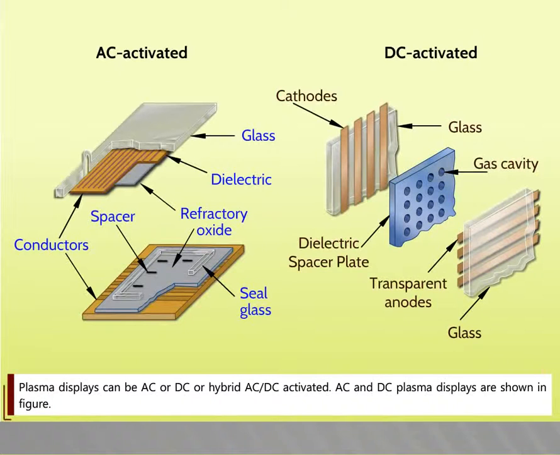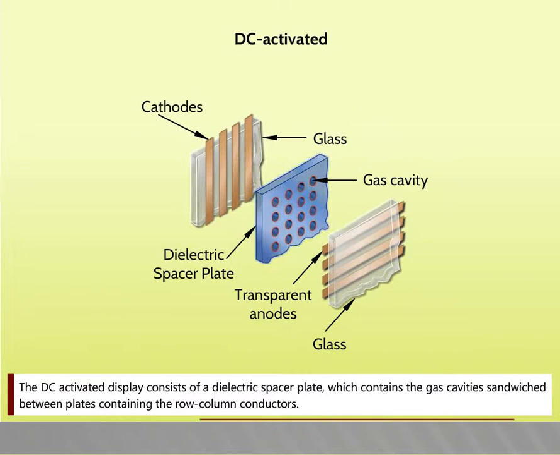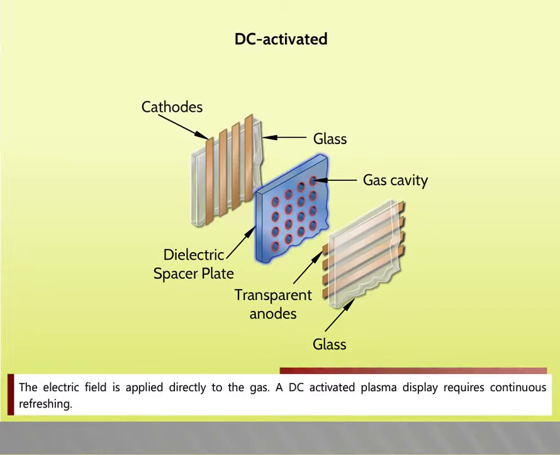Plasma displays can be AC or DC or hybrid, AC or DC activated. AC and DC plasma displays are shown in the figure. The DC activated display consists of a dielectric spacer plate which contains the gas cavities sandwiched between plates containing the row column conductors. The electric field is applied directly to the gas. A DC activated plasma display requires continuous refreshing.